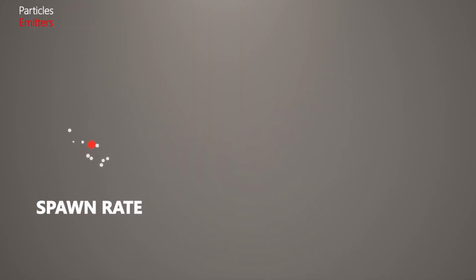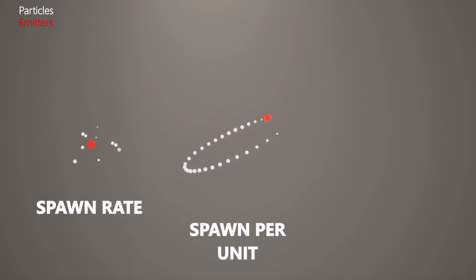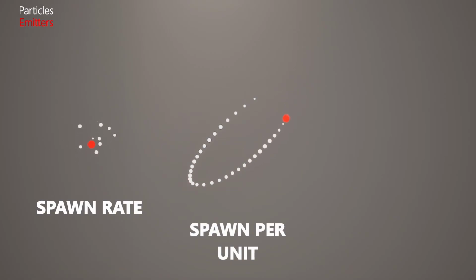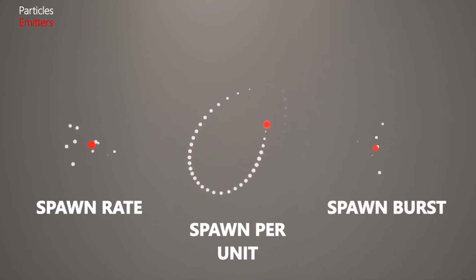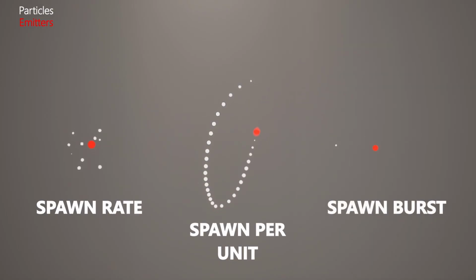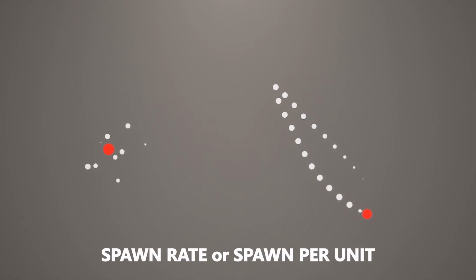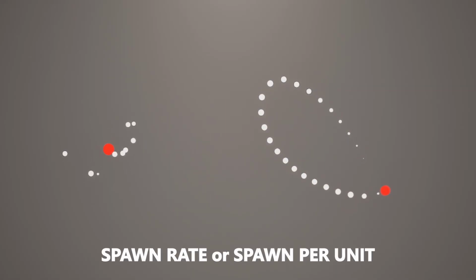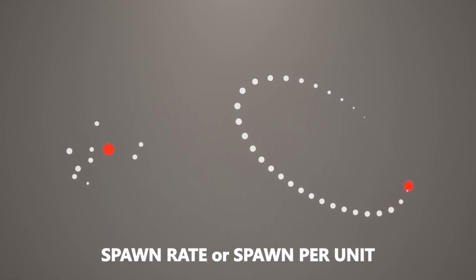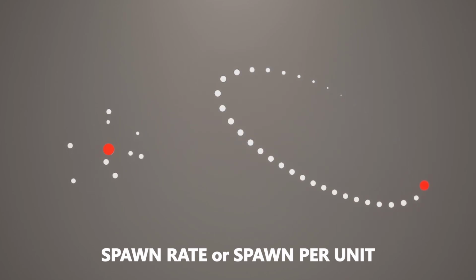In Niagara, there are a few different ways to spawn particles. You can use spawn rate, which spawns particles at a constant rate. There is also spawn per unit, which spawns particles based on how far the emitter has traveled. And finally, there is spawn burst, which spawns a specific number of particles at the start of the emitter's loop. Since I need to spawn particles during the loop, the most logical options at first seem to be spawn rate or spawn per unit, but that is actually not the case.